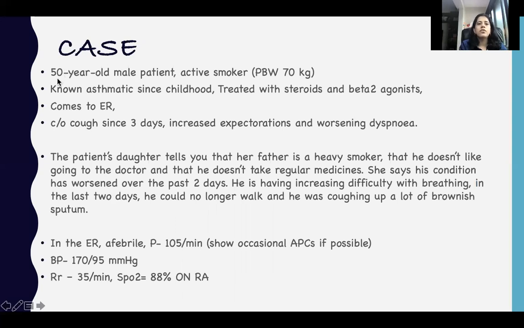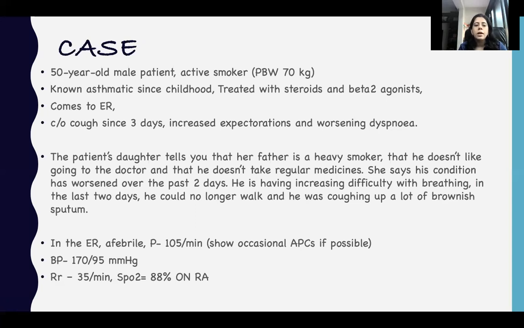So this case is a 50-year-old male patient who's an active smoker with an ideal body weight of 70 kg. He's a known asthmatic since childhood, treated with steroids and beta-2 agonists, and he now comes to the ER with complaints of cough, increased expectorations, and worsening dyspnea. The patient's daughter tells you that her father is a heavy smoker and he usually is not very regular with his medicines. She also says that his condition has been worsening over the past 2 days with increasing difficulty in breathing, and in the last 2 days he could no longer walk and has been coughing out a lot of brownish sputum.